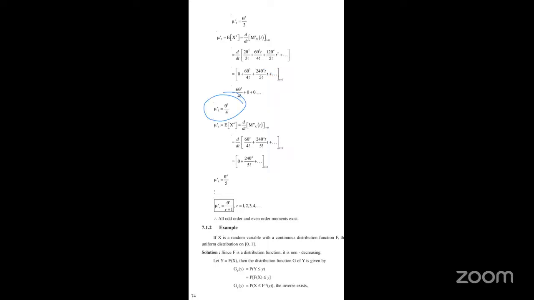So what are we getting? Mu 3 dash is equal to theta cube by 4. So again, I think you can do the fourth one. So for the fourth one we will get theta power 4 by 5. Is there anything common we are seeing? Mu 2 dash is equal to theta square by 3, mu 3 dash is equal to theta cube by 4, and mu 4 dash is equal to theta power 4 by 5.